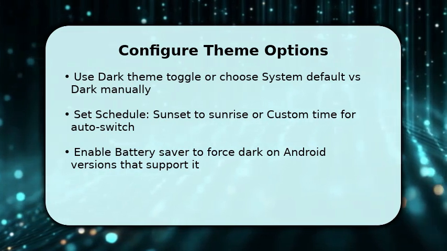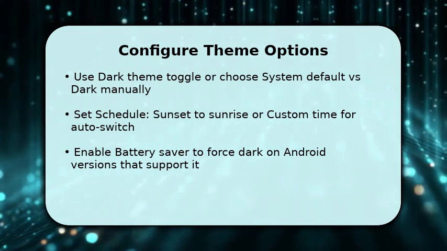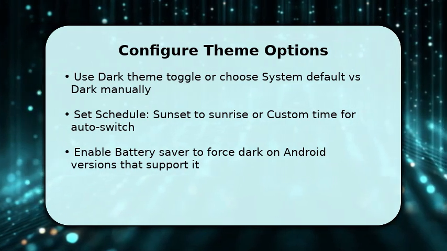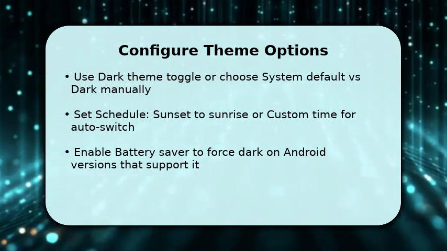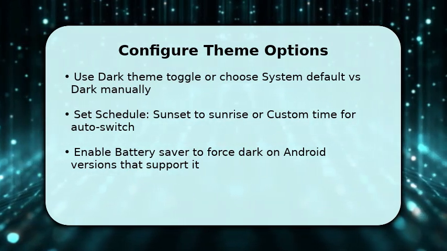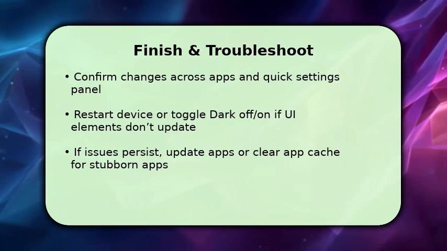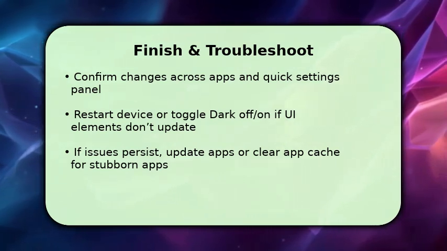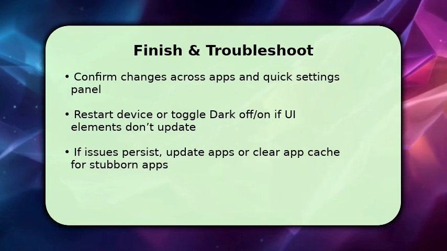Also, make sure to check battery saver settings. Enabling it can force dark in some Android versions and conserve power. Finally, inspect individual app settings for exceptions so everything looks consistent. You're almost finished. Verify the UI across Home, Apps, and Quick Settings to ensure dark mode applied.